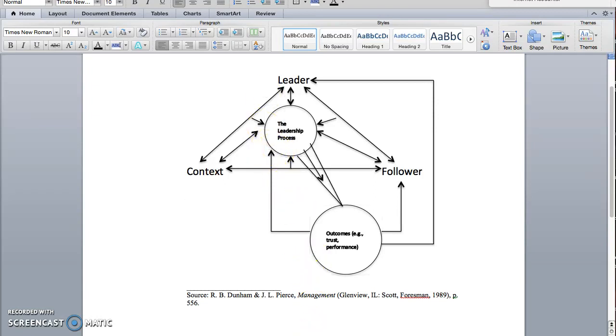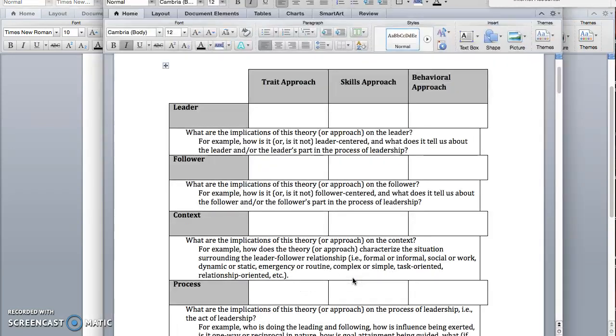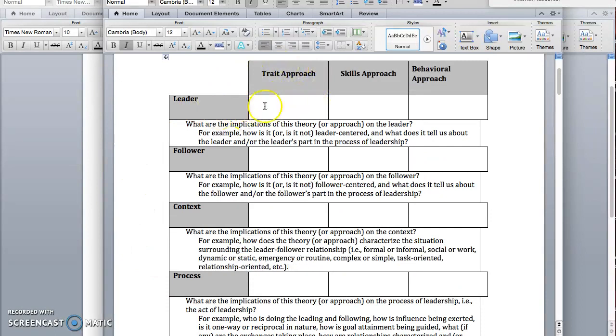So as we work through this unit, a key piece of this is your theory matrix. The theory matrix takes the 5 elements of this process model, the leader, the follower, the context, the process, and the outcome. And for each of these approaches fills in, what are the implications for the leader, the follower, the context, process, and so on. And you'll write more in different spots depending on which approach you're taking.